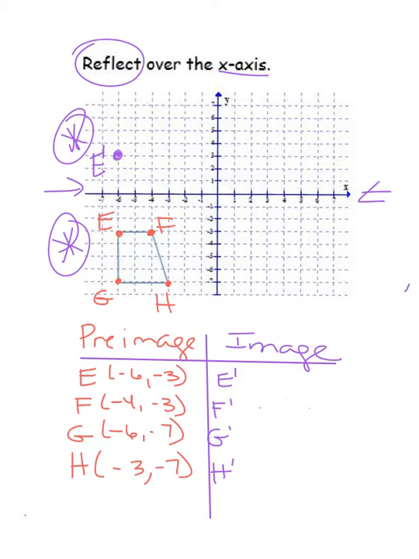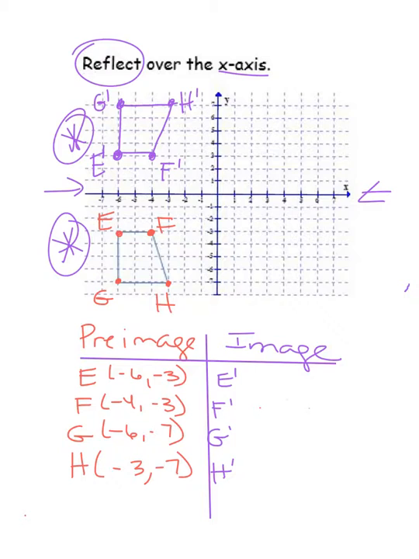I'll do the same thing with F. I'm 3 below, I'll go 3 above. That's F prime. Do the same thing with G. My y coordinate there is -7, so I'm going to have to go +7. Up here is G prime, and then H prime is going to be right here. And then I will connect all my points. And now I'll list them in my chart down here.